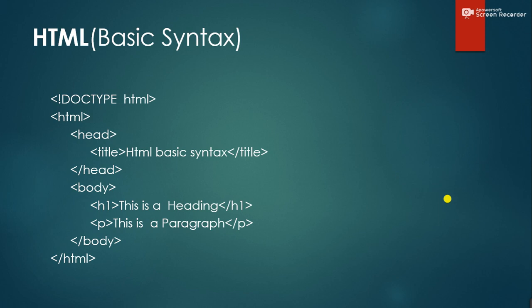So let's start. The first tag is doctype HTML, which describes that it is HTML5, the latest version of HTML. After that we have the HTML tag, and inside it the head and body tags. Inside the head tag we have the title tag, and inside the body we have two tags, heading and paragraph. Now move forward to our next slide.